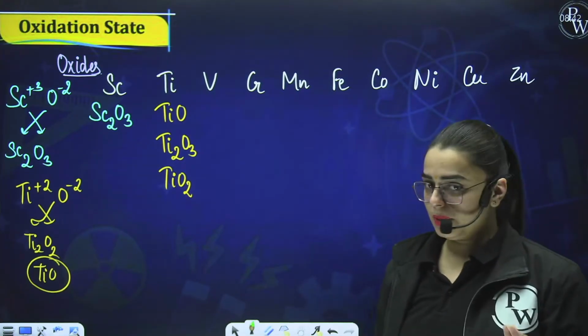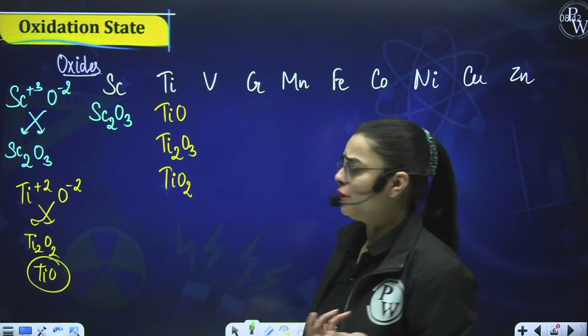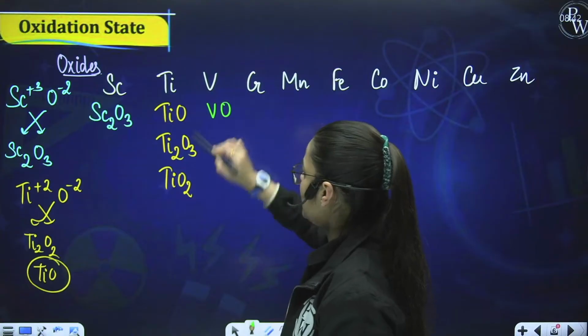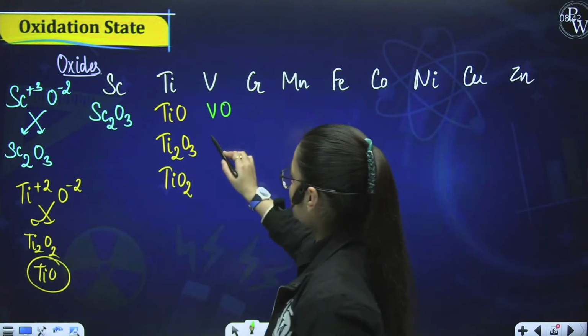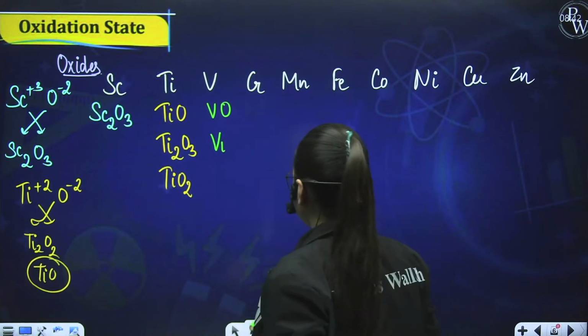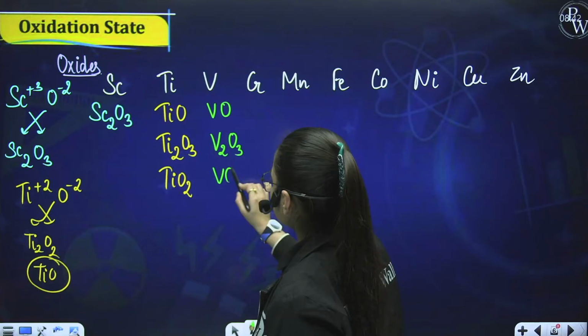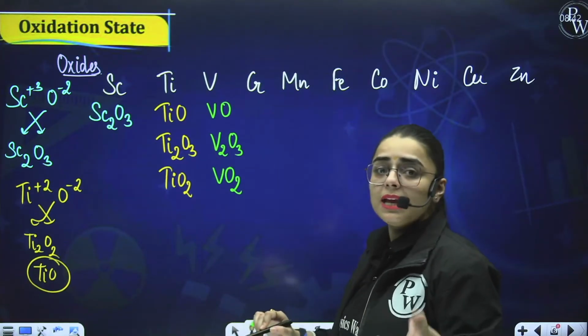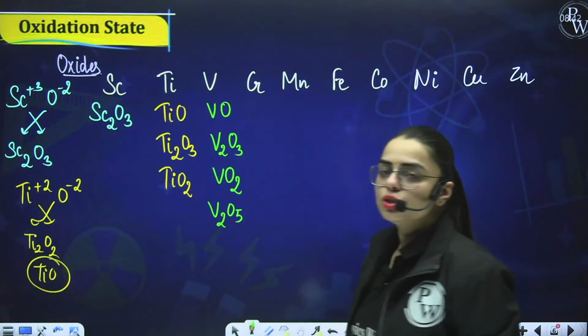Now moving on to the next element, we have vanadium with us. Vanadium can exhibit different oxidation states up to +5. So what kind of compounds can be formed? In +2 oxidation state, it will form VO. In +3 oxidation state, it will form V2O3. In +4 oxidation state, it will form VO2. In +5 oxidation state, it will form V2O5. Is it clear to you people?